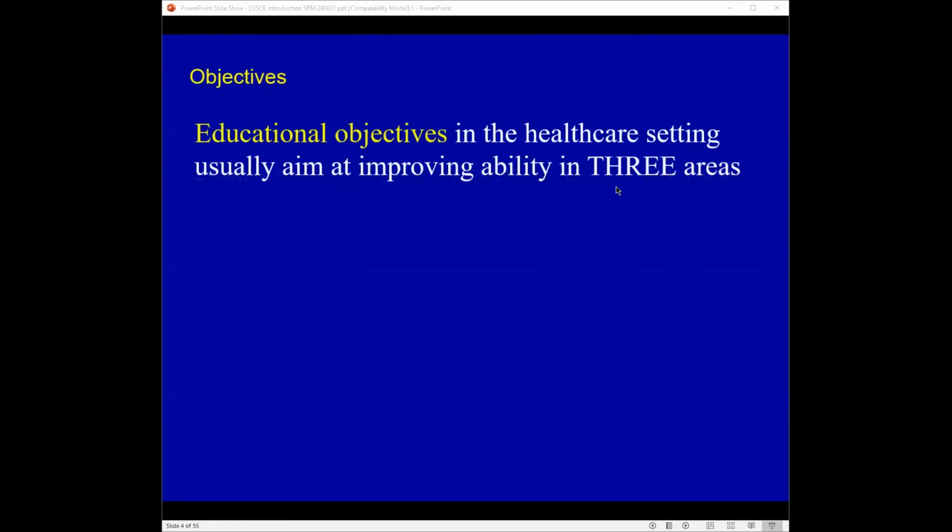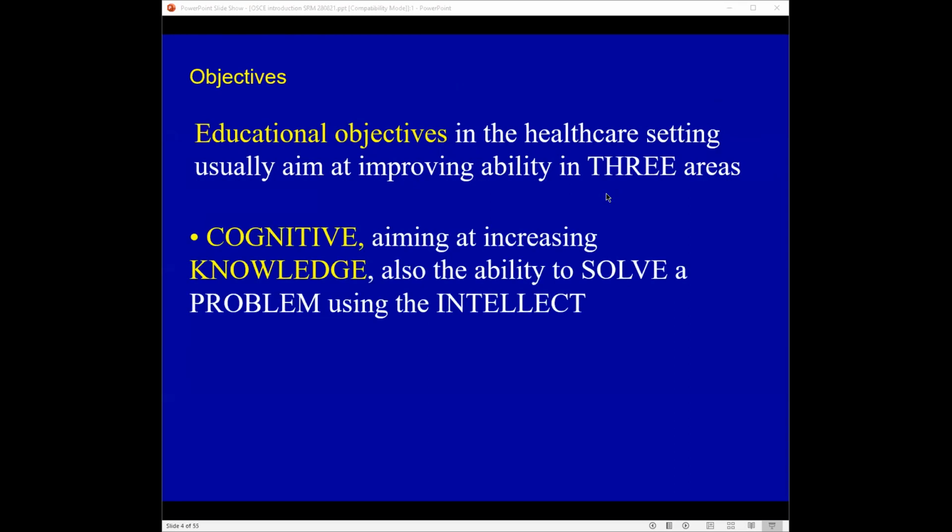Now objectives, in our healthcare setting, when we say we have an educational objective, we usually aim at improving ability in three areas. The three classic areas. First, knowledge, where we have objectives in the cognitive domain, where we aim at increasing knowledge and also perhaps the ability to solve a problem using the intellect. And this is an objective which is placed in the cognitive domain.